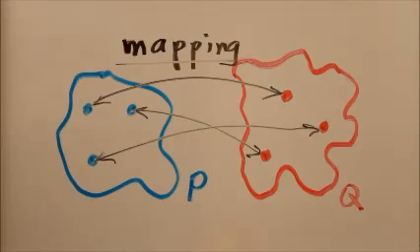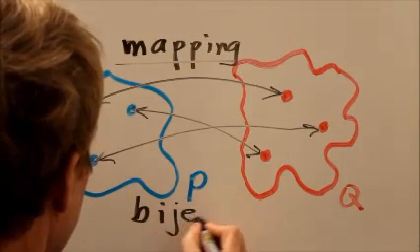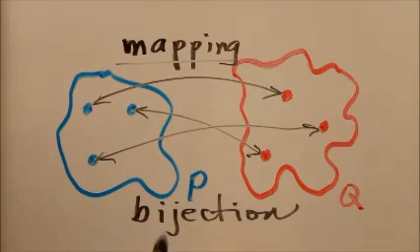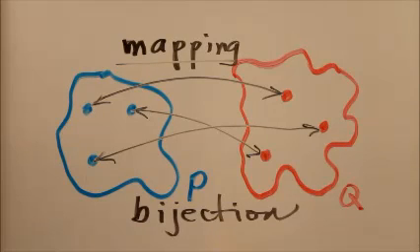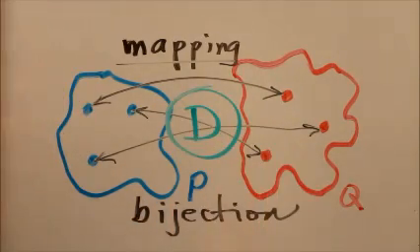This type of a mapping, a one-to-one correspondence, is called a bijection. That is simply the technical term that we use for it, a bijection, also known as a one-to-one correspondence, and that answer is found as choice D.